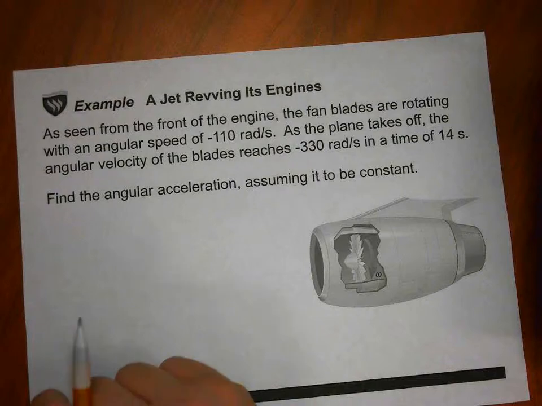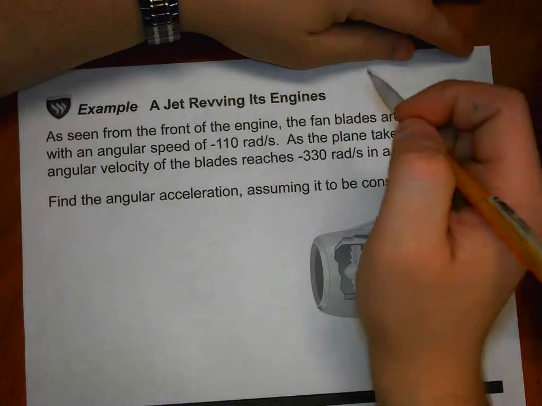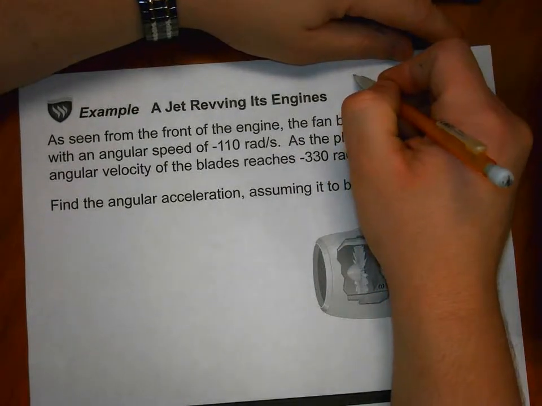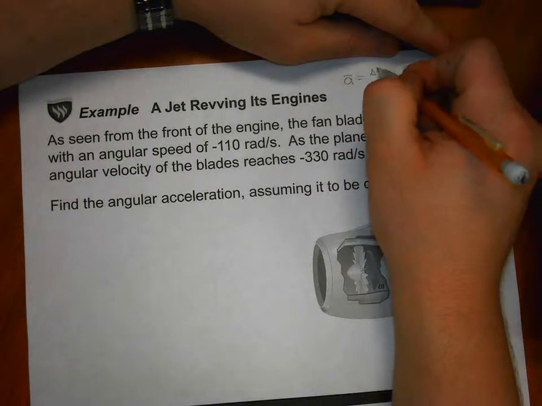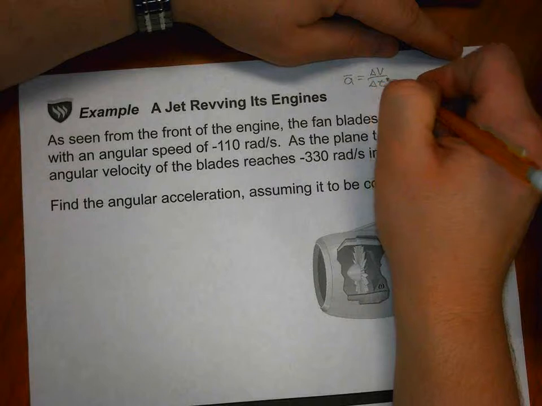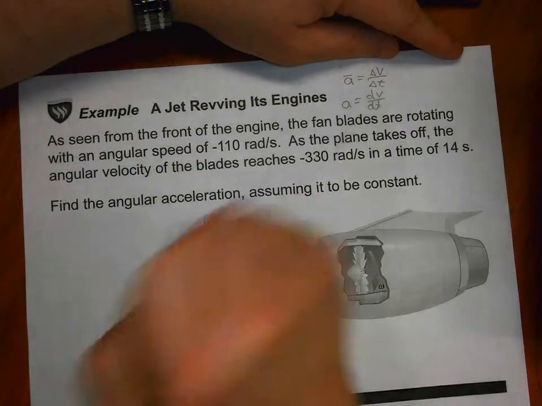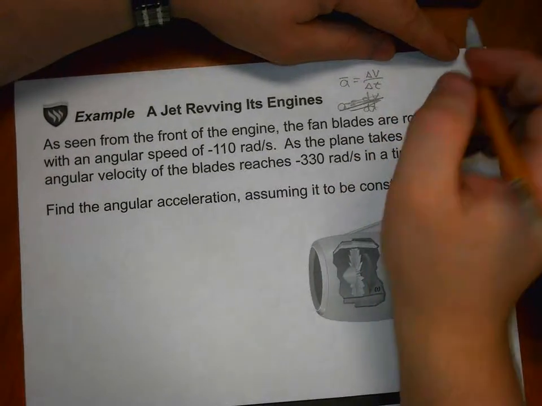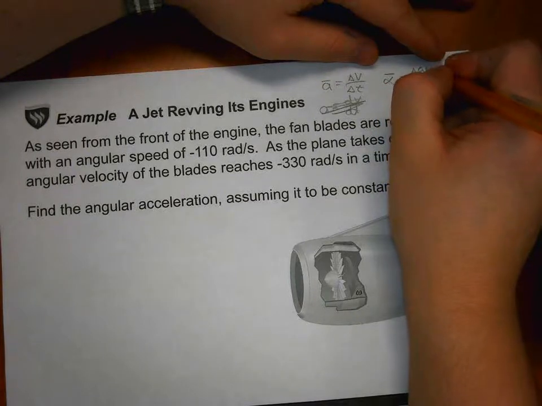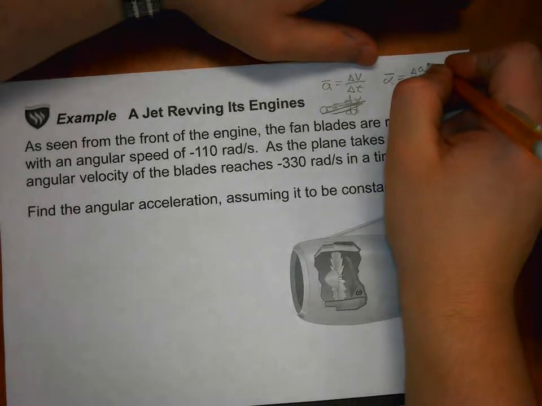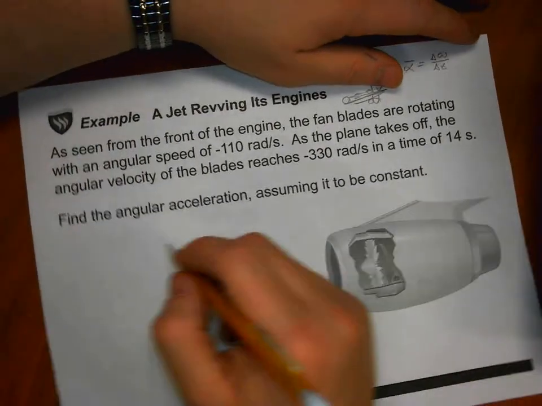Okay, we're edging deeper into rotational kinematics, and you may remember from linear kinematics that average acceleration equals change of velocity over change in time. And of course, instantaneous acceleration is equal to the derivative of velocity with respect to time, but we're not going to deal with that right now. So the average angular acceleration is equal to the change in omega over change in time, change in angular velocity with respect to time. So let's look at our problem here.